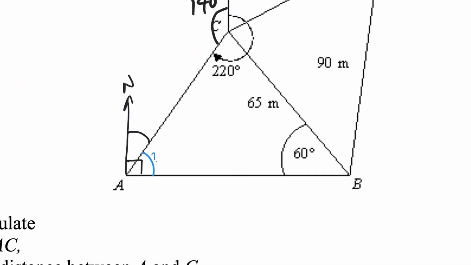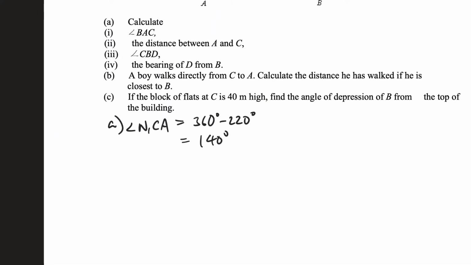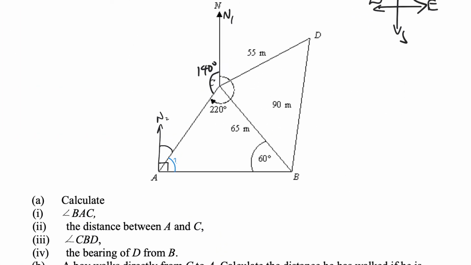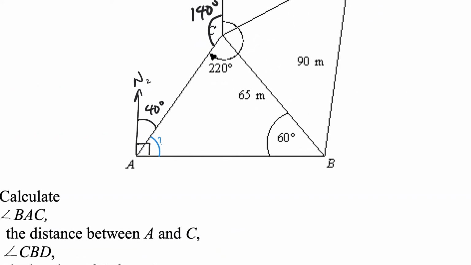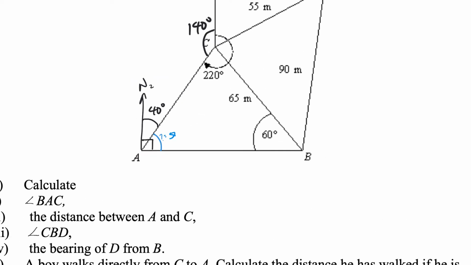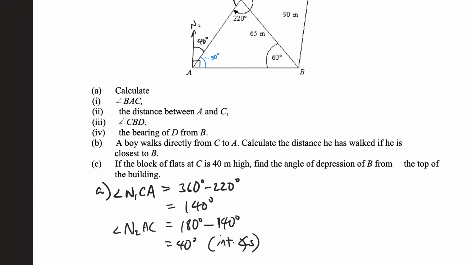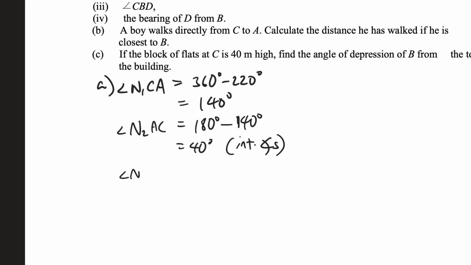So let's call this N2. So N2AC is basically 180 minus 140. This interior angles. Cool. And so that's very useful. This is 40 degrees. And since this is perfectly due east, this is 90 degrees, so I can just take 90 minus 40 and I found my angle. So this really is 50 degrees, which is 90 minus 40. So N2AB equals 90 minus 40, 50 degrees.